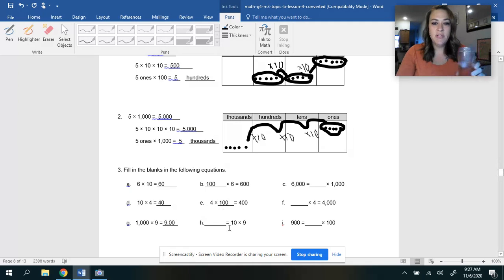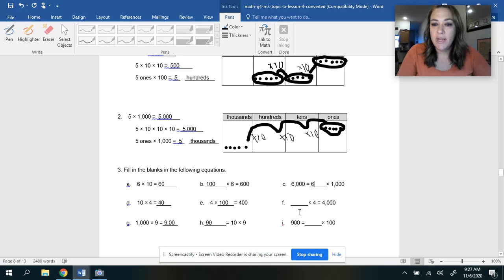Look at that next one. Go ahead and think in your brain. 10 times 9. If I have 9 tens, that's going to give me 90. We're going to work in reverse. Now we have our thousands. Our answer is 6 thousands. Well, blank times 1,000s. What are we going to multiply by to get 6 thousands? We're going to multiply by 6.